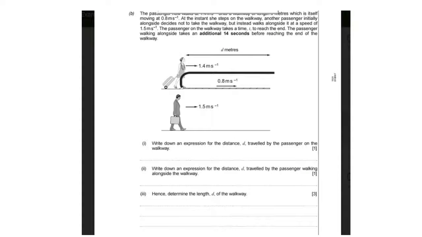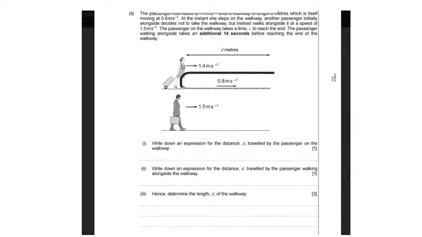Okay, the second part of the question is basically simultaneous equations. You'll get simultaneous equations happening here. So the passenger now walks at 1.4 metres per second onto a walkway of length d metres, which is itself moving at 0.8 metres a second. At the instant she steps on the walkway, another passenger initially alongside decides not to take the walkway, but instead walks alongside it at a speed of 1.5 metres a second. The passenger on the walkway takes a time t to reach the end. The passenger walking alongside takes an additional 14 seconds before reaching the end of the walkway.